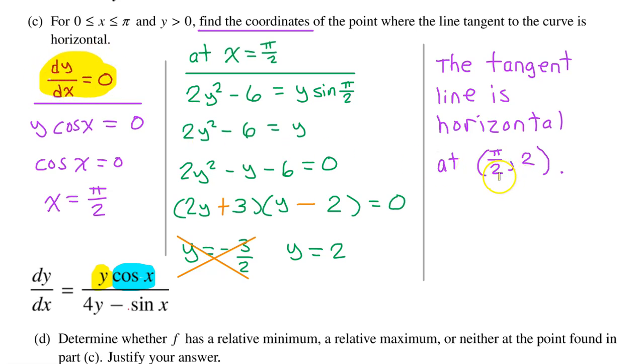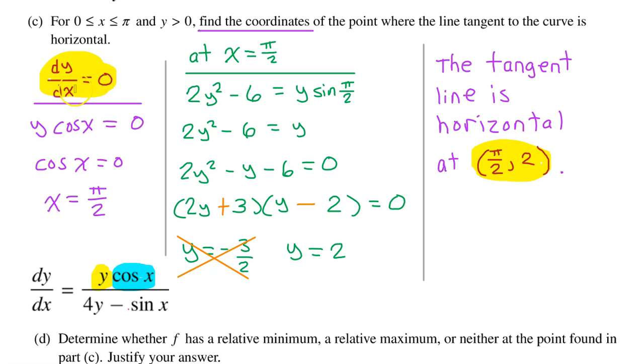We can only use the second derivative test on this point because we know there is a horizontal tangent line at pi over 2, comma 2. We know that at pi over 2, comma 2, dy/dx is equal to 0. This is always true when you are doing the second derivative test. So, as you gear up to do the second derivative test, know that dy/dx is going to equal 0.